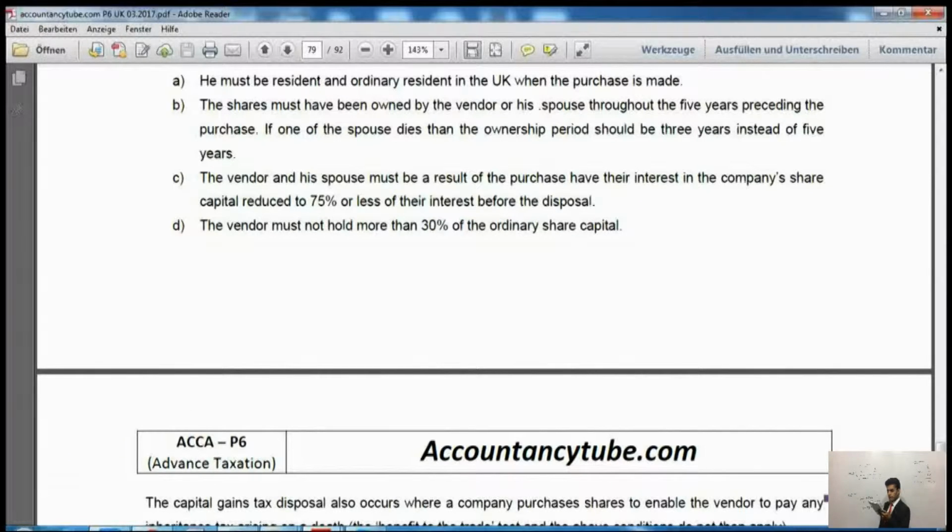All right. Now the third one is that the vendor and his spouse must, as a result of the purchase, have their interest in the company reduced to 75% or less of their interest before the disposal.